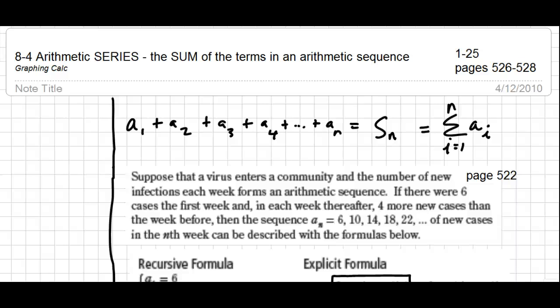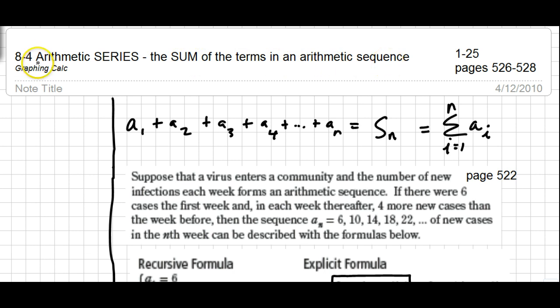This lesson is for FST Lesson 8.4 on Arithmetic Series. It's important that students understand the difference between a series and a sequence. For the most part, a sequence is a list of numbers separated by commas, where a series is when you take the terms in a sequence and add them together. So that's why a series is referred to as the sum of the terms in an arithmetic sequence.